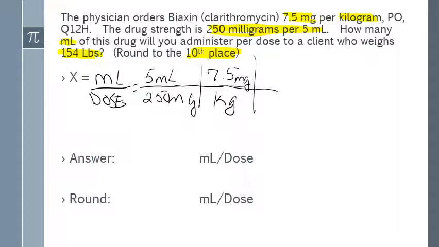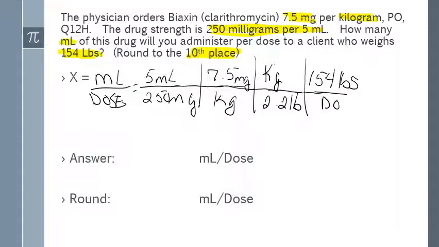Now, we also know that for kilograms, when we need to convert to pounds, in 1 kilogram, there's always 2.2 pounds, okay? So there's our conversion that we're going to need. And we know that the client weighs 154 pounds. And we are solving for dose. All right, so that is a lot.